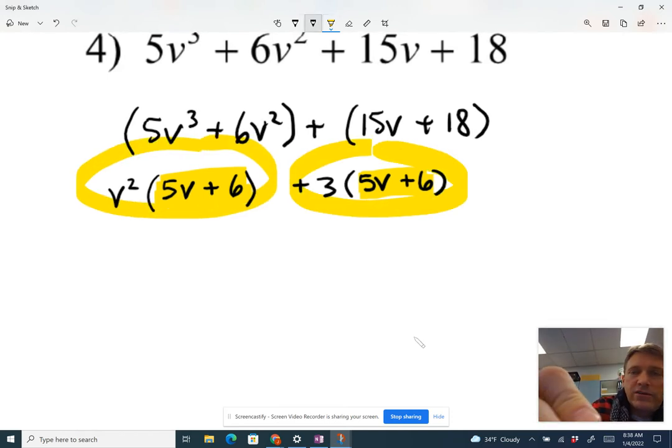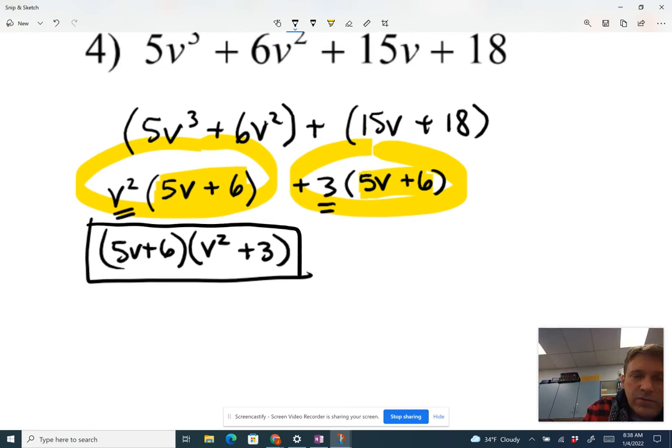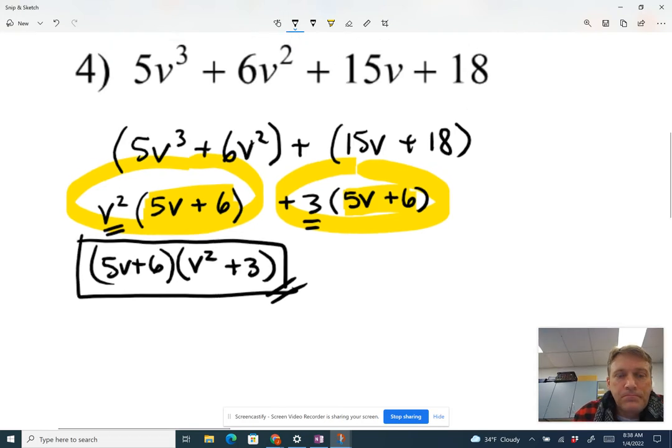And so I'm going to factor out 5v plus 6. And in that first one, what's left is the v squared. And in the second one, what's left is the 3. So I got plus 3. And this is the factored form of the polynomial that was given.